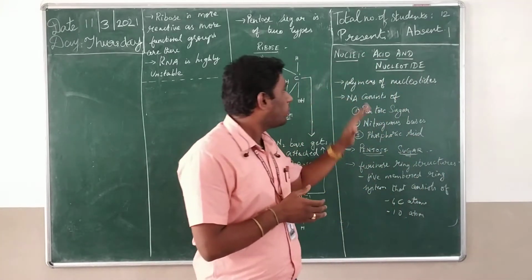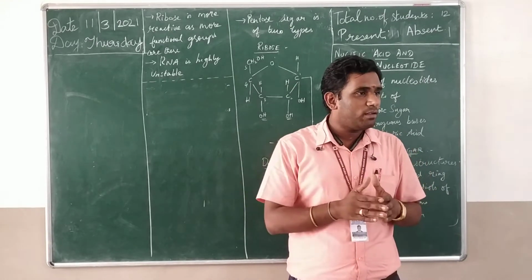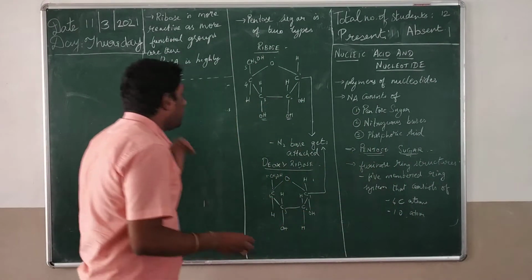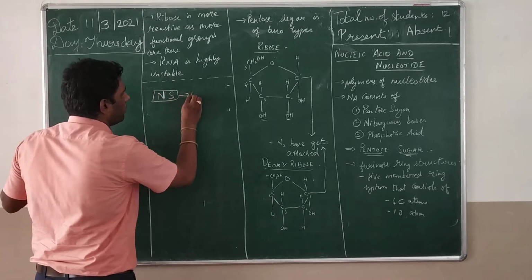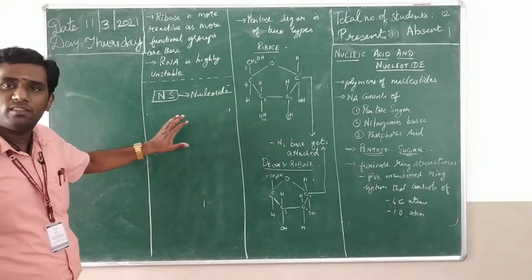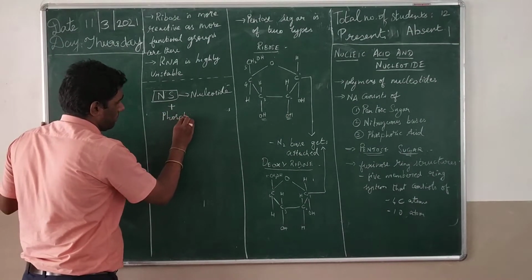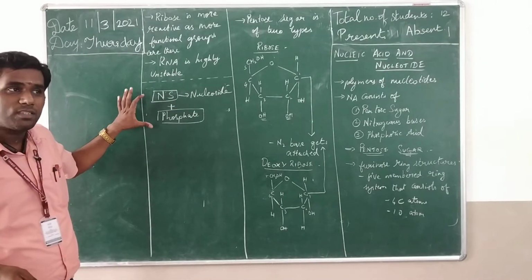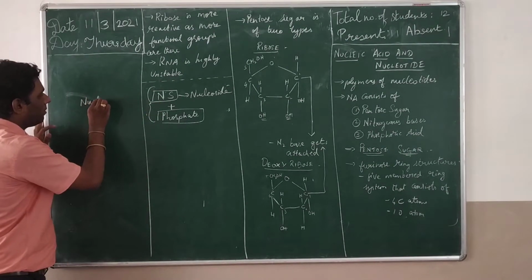When you're talking about nucleic acid, it is a polymer of nucleotide. And what is a nucleotide? A nucleoside plus a phosphate is called a nucleotide. So let me draw that for you. NS represents nucleoside. Okay, NS means a nucleoside. When you add a phosphate to this nucleoside, a nucleoside and a phosphate together is called a nucleotide.